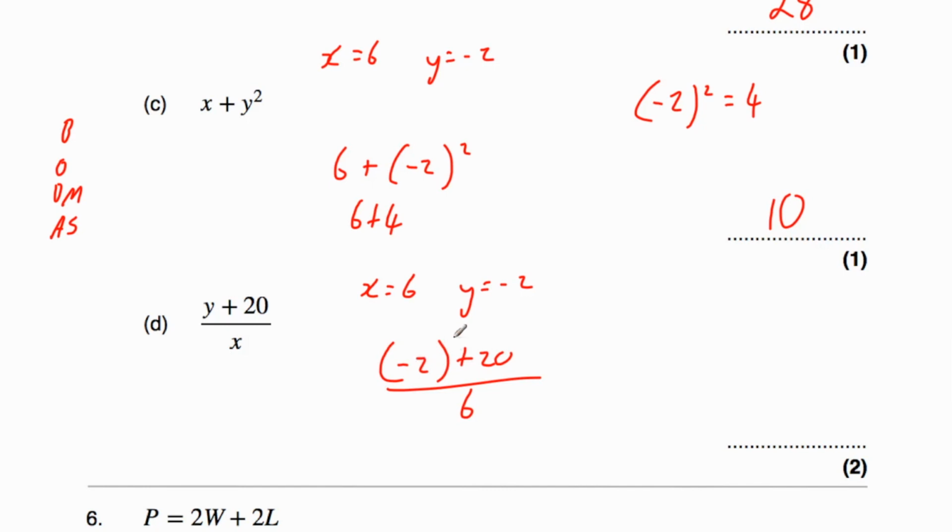So we've got negative 2 plus 20. Well, if we had minus 2 plus 20, adding 2 would bring you to 0. Adding over 18 would bring you to 18. So negative 2 plus 20 is equal to 18, divided by 6. And 18 divided by 6 is 3. So the answer would be 3. Okay, let's have a look at our next question.